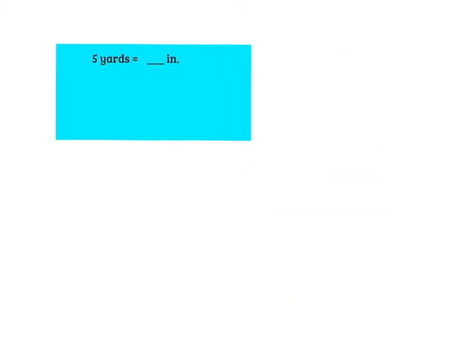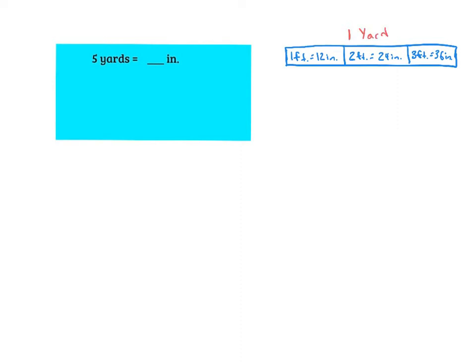Now here, if I'm looking at 5 yards equals how many inches? Remember again, now we're going from inches to yards. So I'm going to draw my yardstick. Always draw a picture to help yourself. On my yardstick, remember I have 3 feet. So I have 1 foot equals 12 inches, 2 feet equals 24 inches, and 3 feet equals 36 inches. And this whole thing is 1 yard.